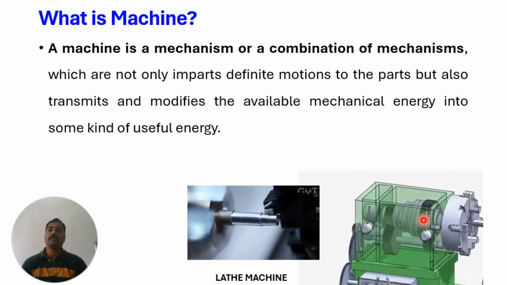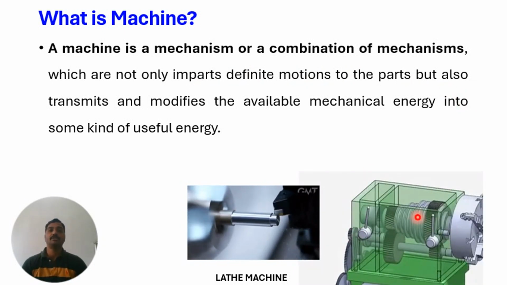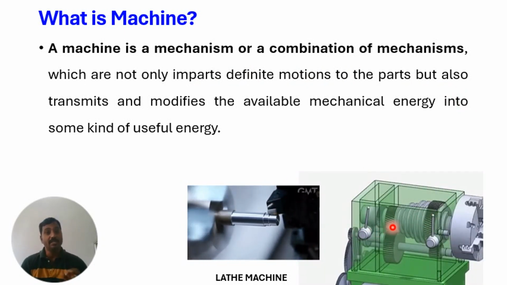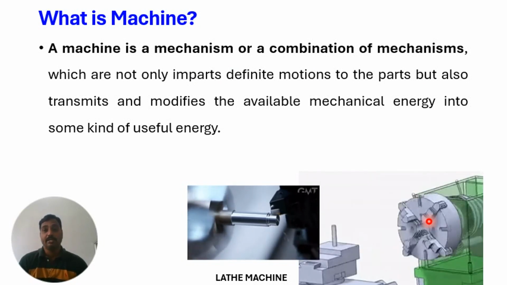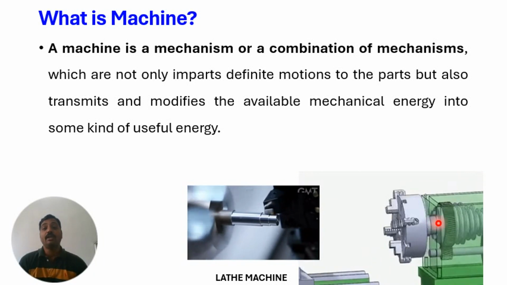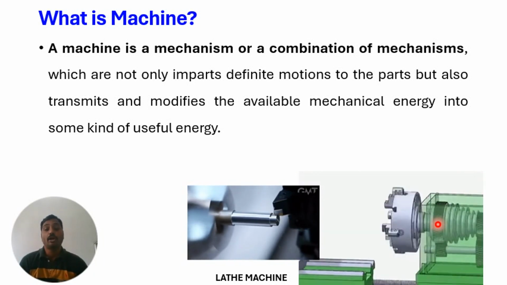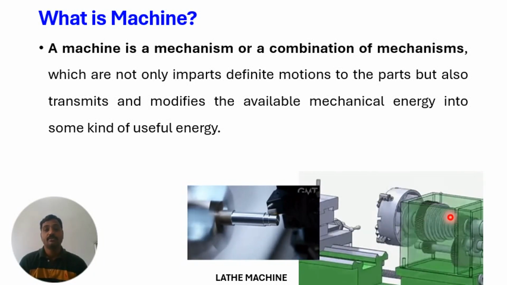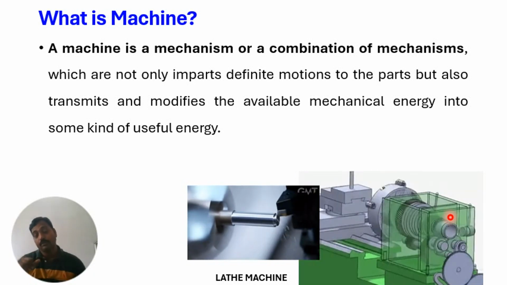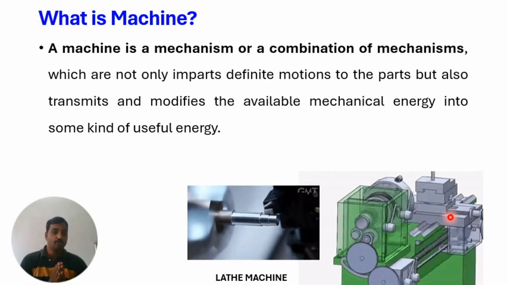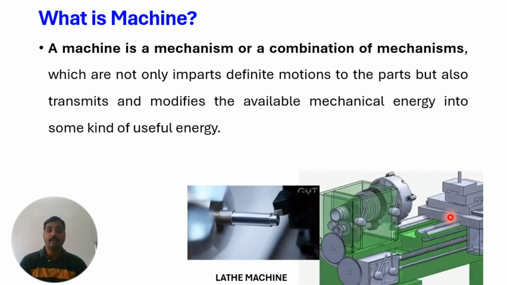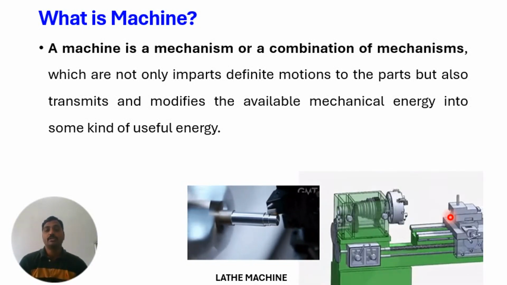For the example, we are going to see here the lathe machine I am going to show. So in this lathe machine, what will happen? In the lathe machine, it takes the electrical energy and converts it into mechanical shaft work, or torque work. So in this case, there is a conversion of electrical energy into mechanical energy, and similarly a definite relative motion is created.